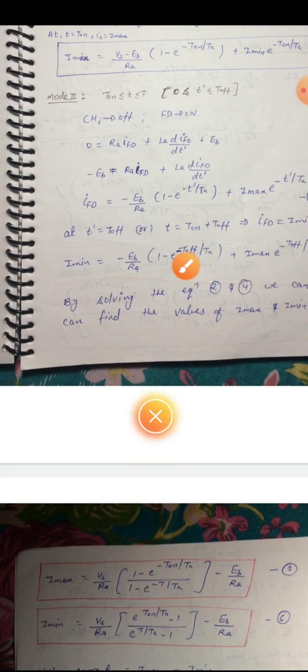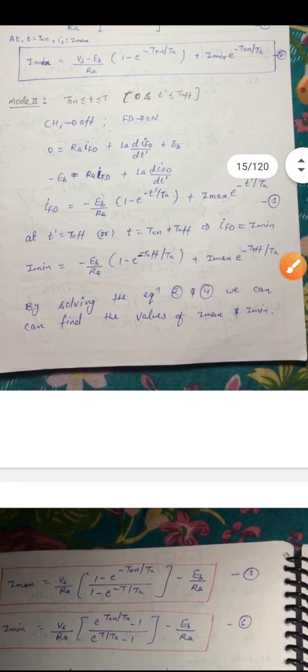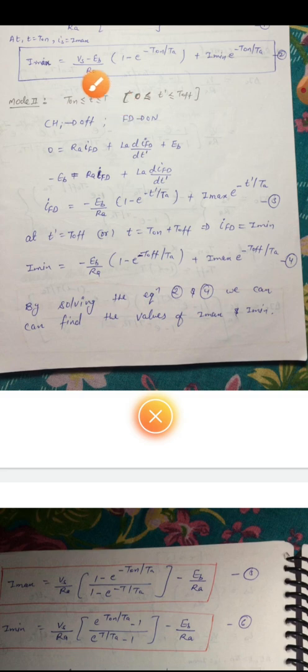This is t off: minus Eb by Ra plus I max e to the power minus t off by Ta. In the same way you can solve this and you will get this equation. So this is the fourth equation, and this is your second equation.